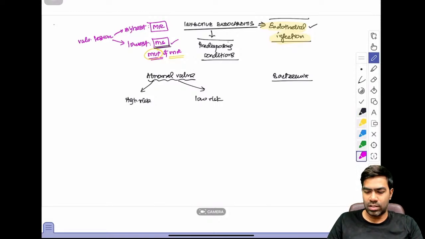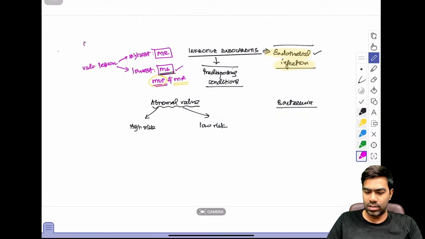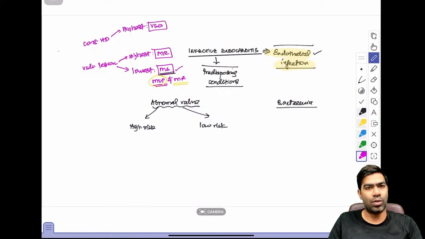Similarly, if they ask you about congenital heart disease that has the highest risk of developing infective endocarditis, the most common one with the highest risk is going to be VSD, ventricular septal defect. And the congenital heart disease which has the lowest risk of developing infective endocarditis, of course, is going to be the atrial septal defect.